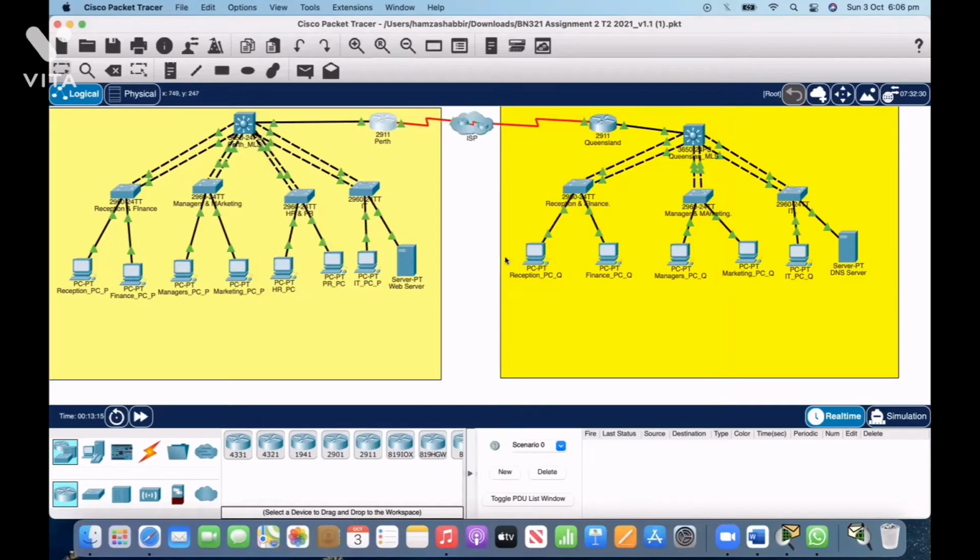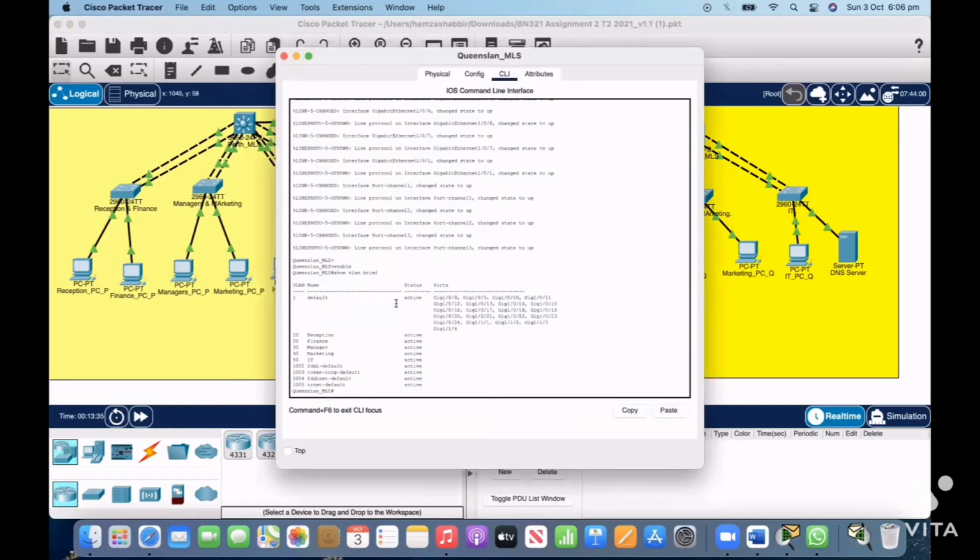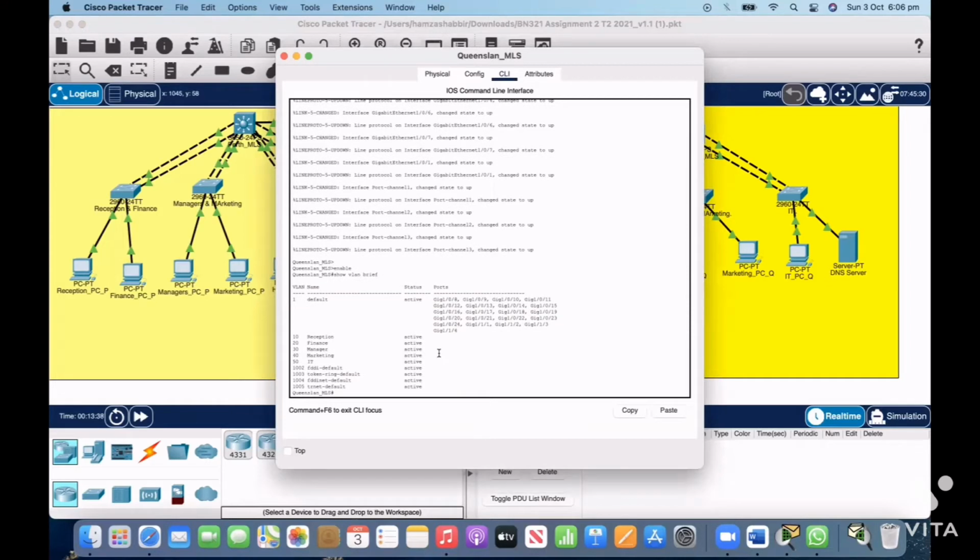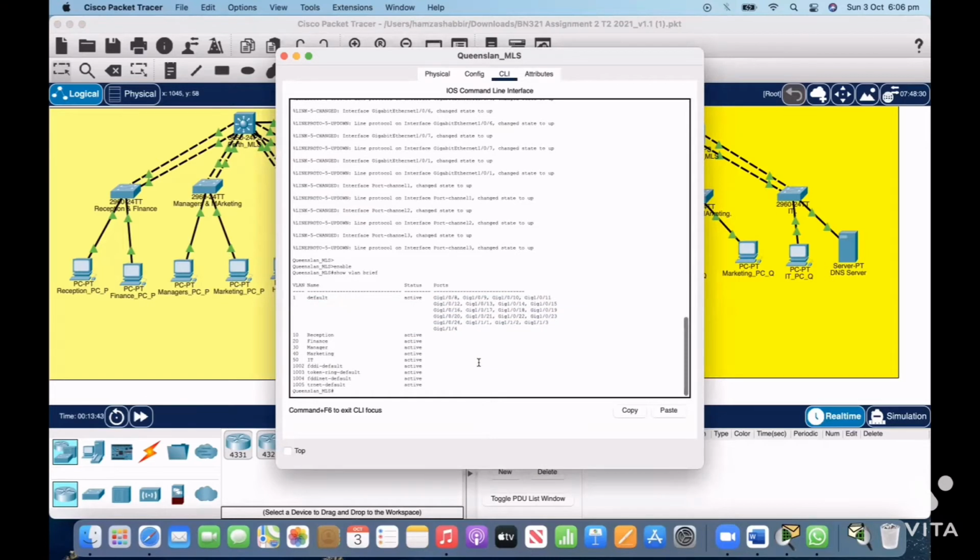So this is the network design, and we are using two departments on one switch, so that if one link goes down, the whole network is still going to work. So this is the whole network approach for our design. And all the VLAN configuration is also done, and the ports for the default are also open, you can see from here. You can see it's all the configuration for the reception, finance, manager, marketing, and IT, they are active.